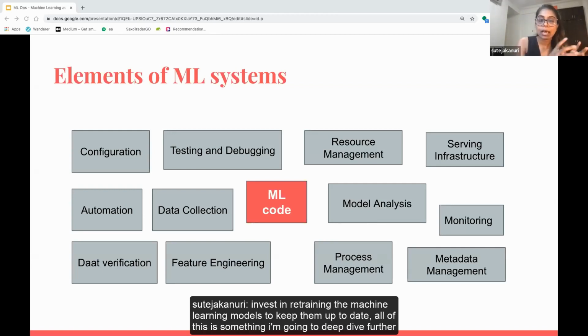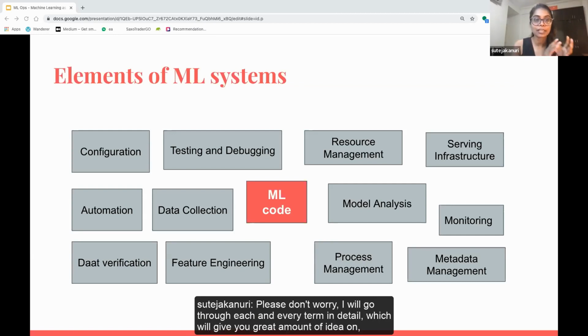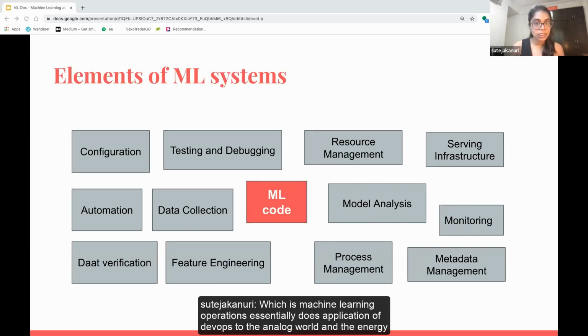All of this is something I'm going to deep dive into further in the slides. So if anyone is fuzzy at this point, please don't worry. I will go through each and every term in detail, which will give you a great idea of what exactly I mean. All of these processes being shown right now lead to a practice in engineering that is practiced a lot across all industries, and this is called MLOps, which is machine learning operations. Essentially, it is the application of DevOps to the ML world and ML systems.